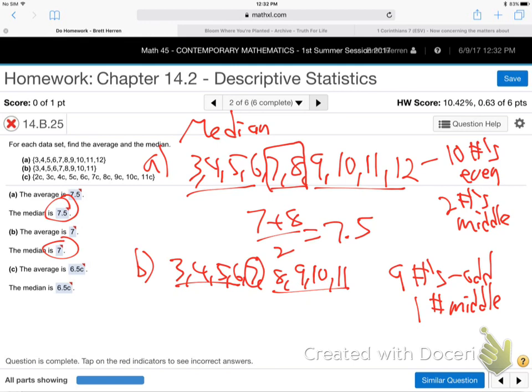And finally, this is the same thing. They just put a C next to all of them. So, same thing. Your answer just has a C next to it. I don't know why they're doing that. Doesn't matter. Just do the same thing you normally do. Put a C next to the answer.